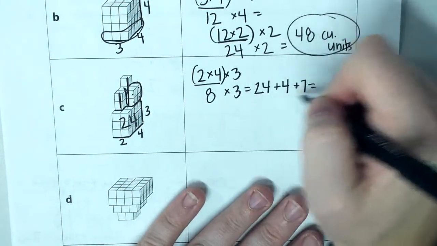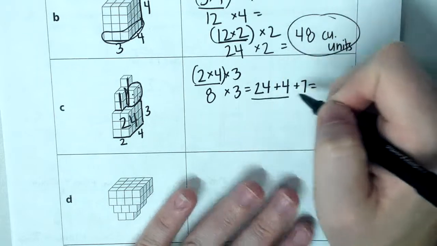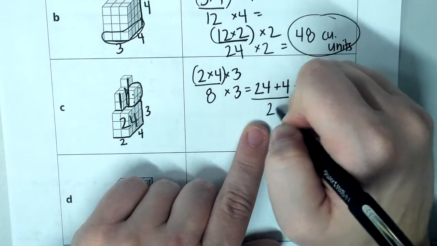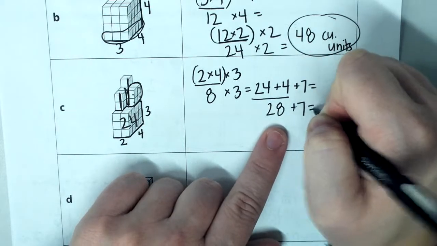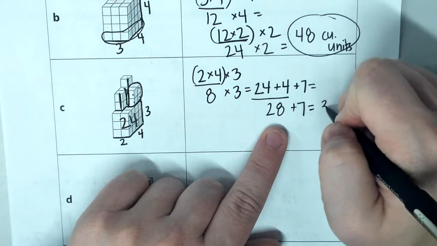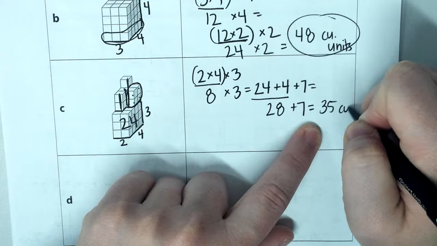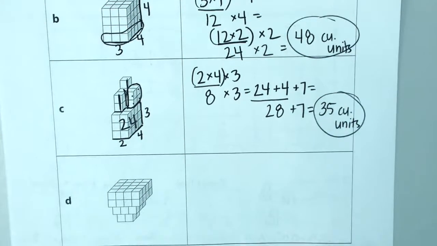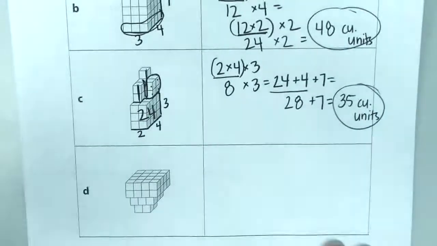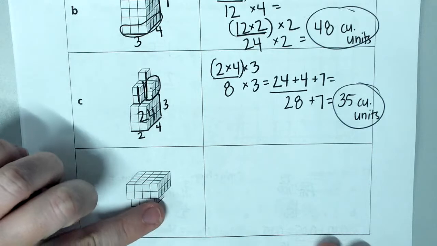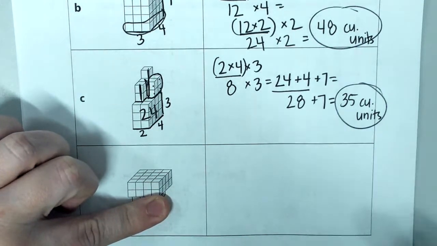Okay, so I'm going to add all those together now. 24 plus 4 is 28. 28 plus 7 is 35. And I'm going to label it cubic units. All right, so we have to do some visualizing for these ones. All right, the next one, I'm actually just going to solve this part first because this is a regular prism.